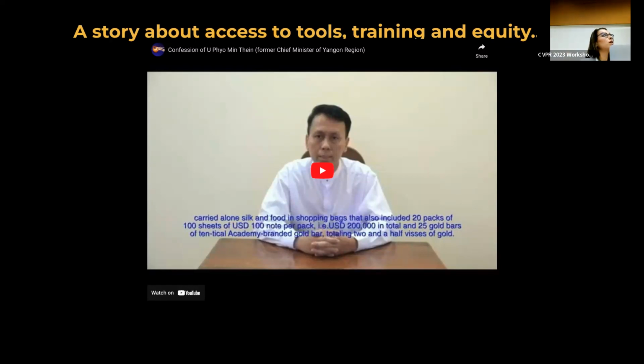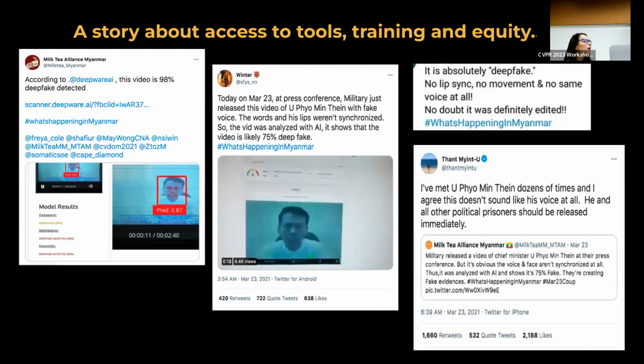This was an accusation against the government of being corrupt. And immediately people turned online, put it on a lot of detection tools, and it showed that it may be a deepfake. And there was a reason to suspect that it was a deepfake.